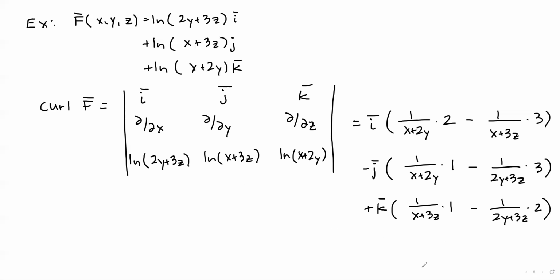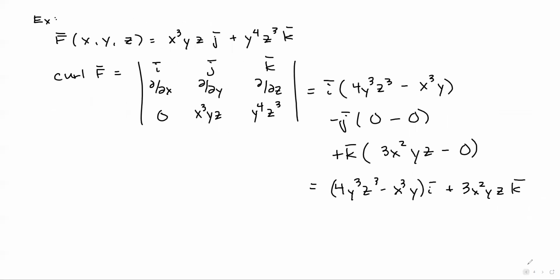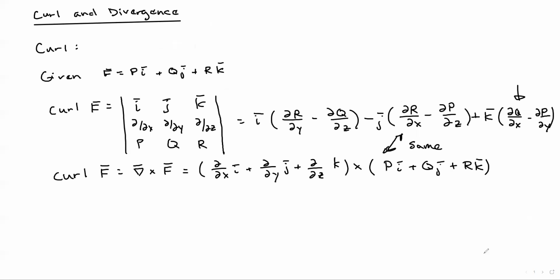So, just to recap, the curl is an operation that we can apply to vector fields, and it produces a vector around which there is rotation in the vector field.